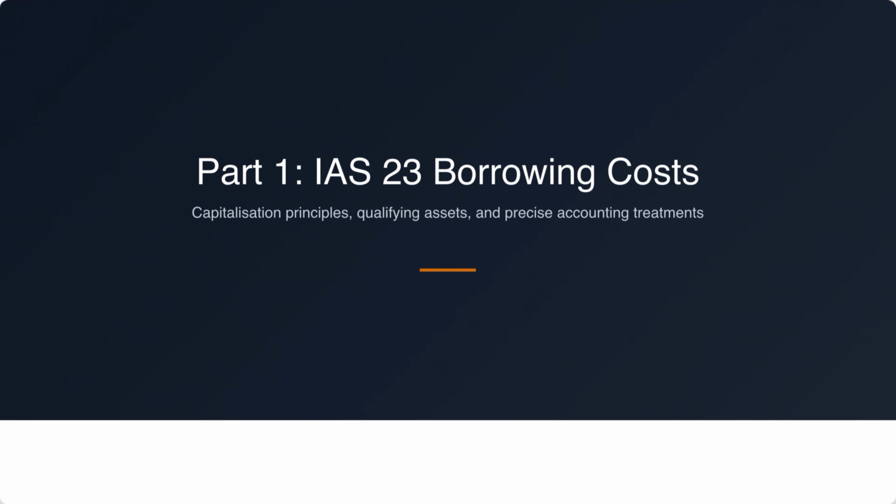We will begin with Part 1, focusing on IAS 23, Borrowing Costs. In business, when a company builds a massive asset like a new factory or power station, it often takes out loans to finance the construction. The core question IAS 23 answers is simple. Should the interest on those loans be treated as an immediate expense in the income statement, or should it be added to the cost of the asset on the balance sheet? Let's look at the rules.